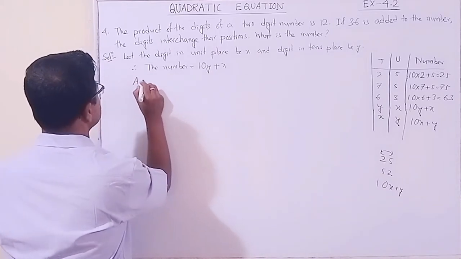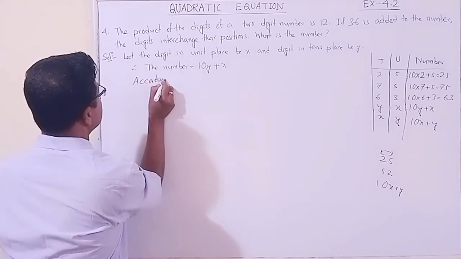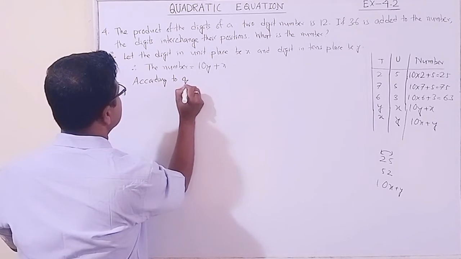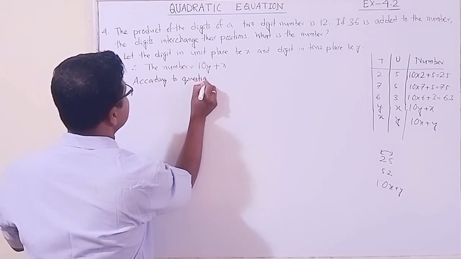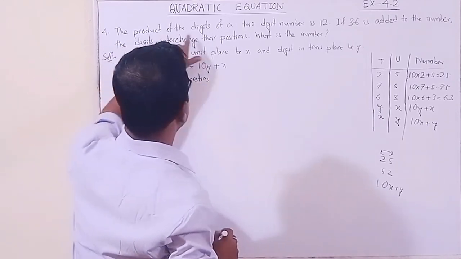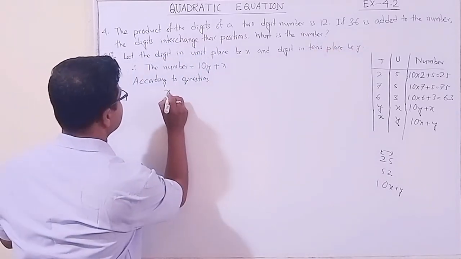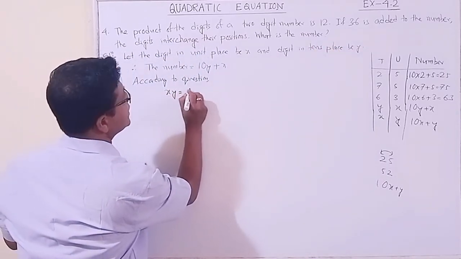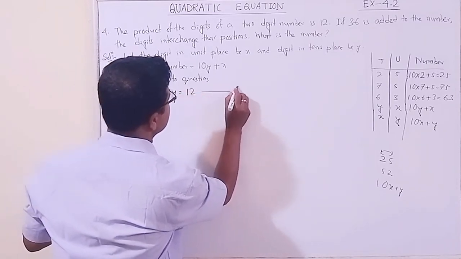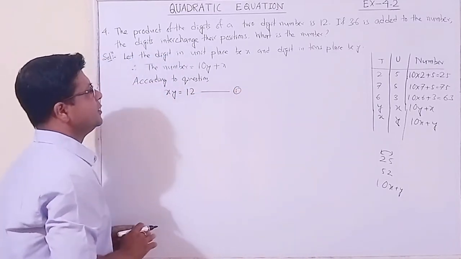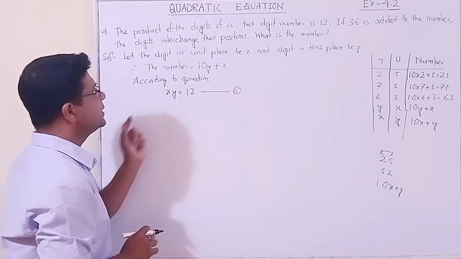Now according to the question, what is said? The product of the digits. What are the digits? Digits are x and y. xy is equal to 12. This is equation 1. We do not know what to be done with it yet. Later we will see. Let us keep some space here.